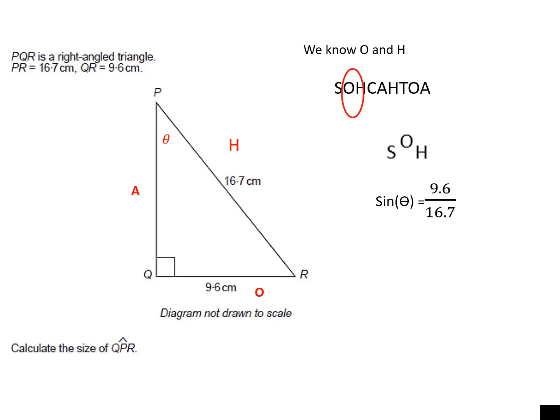So how do we find out what theta is? Well, to find theta, it's not just 9.6 over 16.7, is it? It's the inverse sine, or sine to the minus 1 of 9.6 over 16.7. So use the shift key on your calculator, which will give you a sine to the minus 1. Sine to the minus 1 of 9.6 over 16.7 gives you that, which is 35.1 degrees.